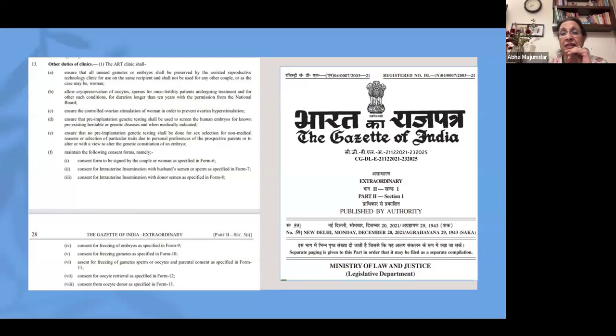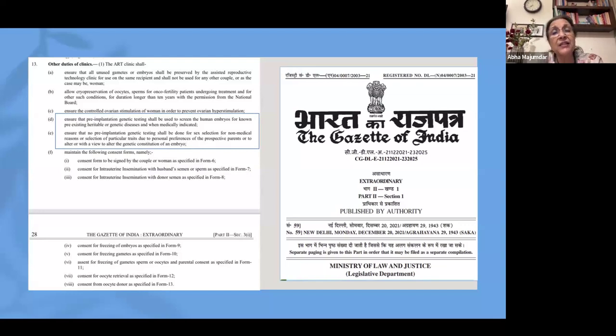And then our gazette about the ART bill, which was published on 20th December 2021, also said that ensure that pre-implantation genetic testing shall be used to screen the human embryo for known pre-existing heritable or genetic diseases and whenever medically indicated. So this will encompass all PGT-M, PGT-SR, and PGT-A. Ensure that no pre-implantation genetic testing shall be done for sex selection for non-medical reasons or selection of, now here also they've written sex selection for non-medical reasons.